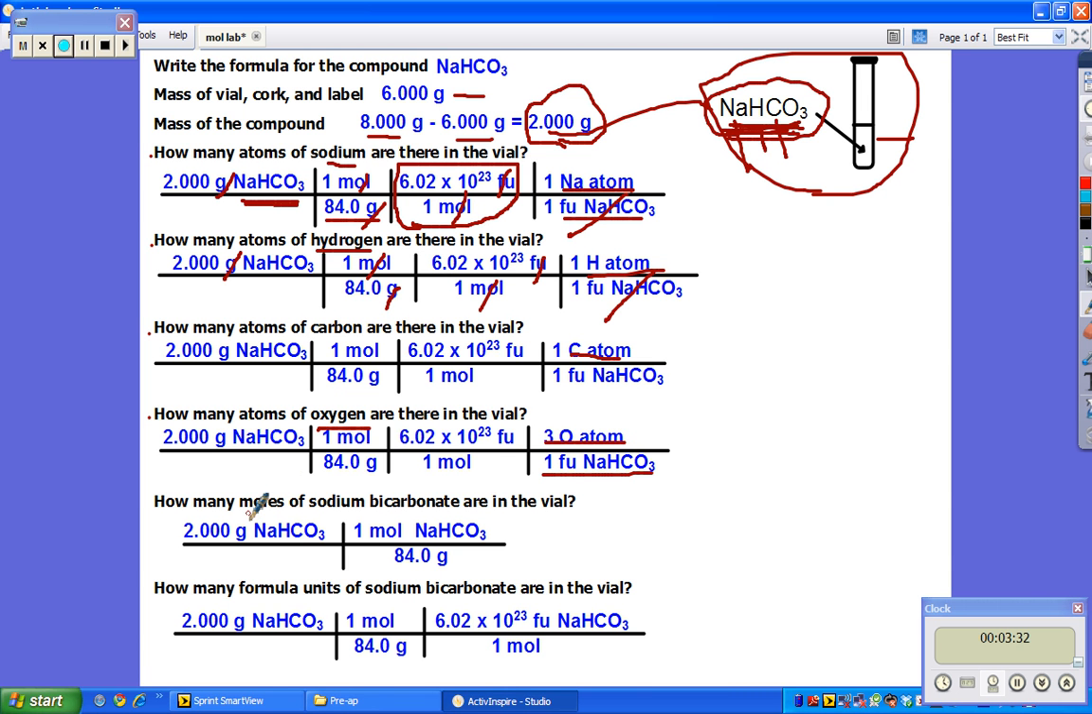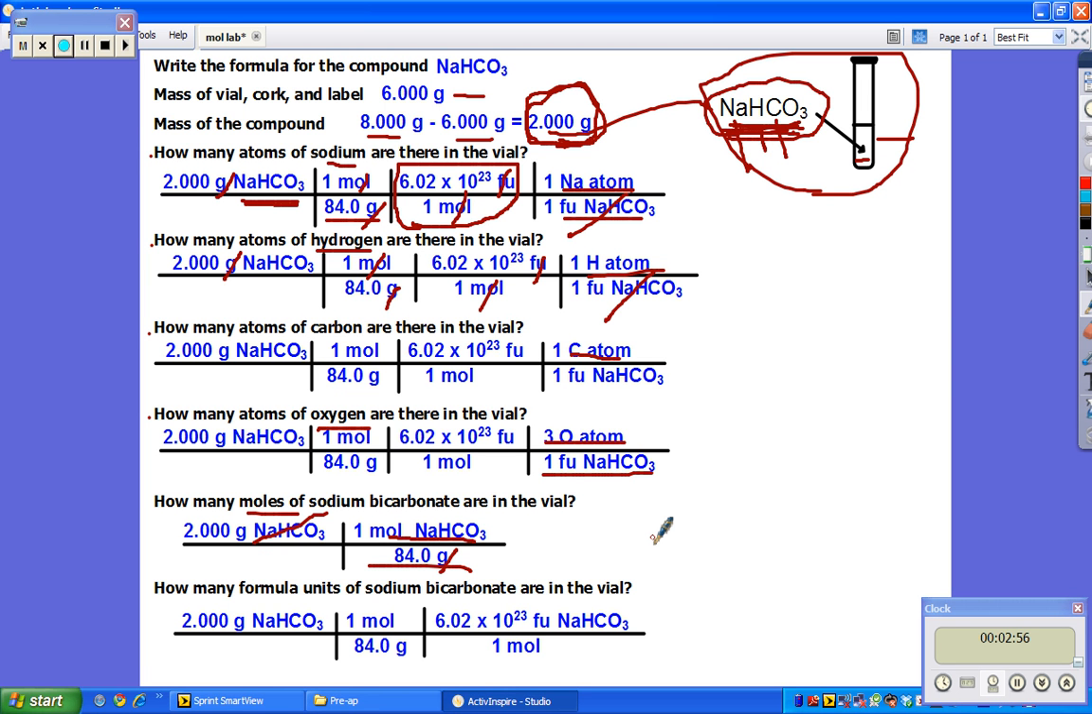Now, how many moles? Maybe it would have been easier if I added this question first, because I'm just going to convert the 2 grams of sodium bicarbonate, which were in the tube, to how many moles. And I used the molar mass. So grams divided by the molar mass is going to give me the number of moles of sodium bicarbonate. And that's a pretty basic, easy one right there. Just remember, that's what the average atomic mass on the periodic table helps us to do. It tells us what the mass is for 1 mole of that element or compound.